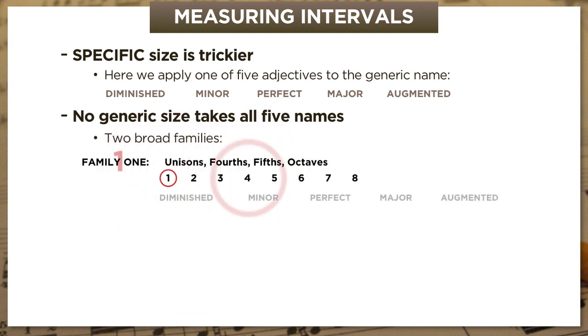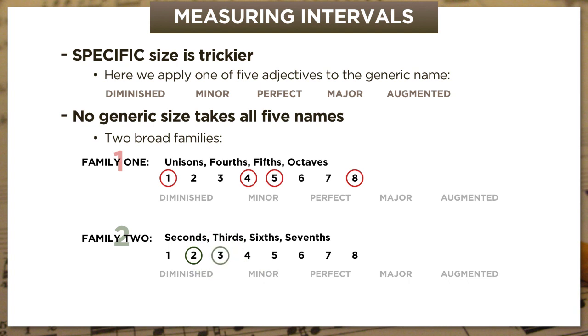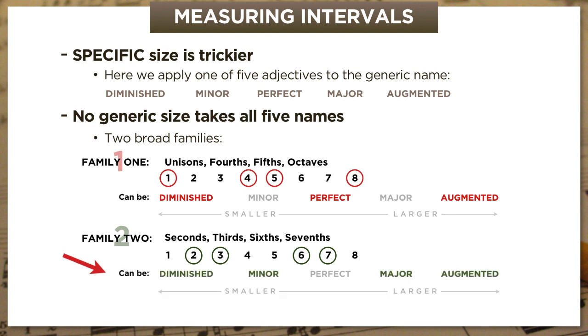What I call family 1 includes unisons, fourths, fifths, and octaves. And family 2 includes seconds, thirds, sixths, and sevenths. And the way this works is that generic intervals from family 1 can be diminished, perfect, or augmented, while those from family 2 can be diminished, minor, major, or augmented.